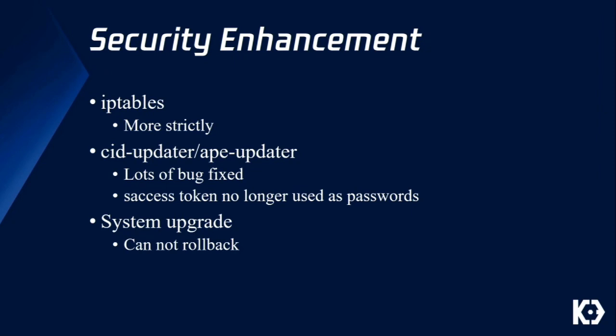But the whole system of Tesla is more secure than before. Apart from WebKit and the kernel, the iptables in CID and APE are more strict. In the CID updater and APE updater, lots of bugs have been fixed. Also, the SXS token is no longer used as a password, so the content of Tesla 1 cannot be used to pass the auth command.